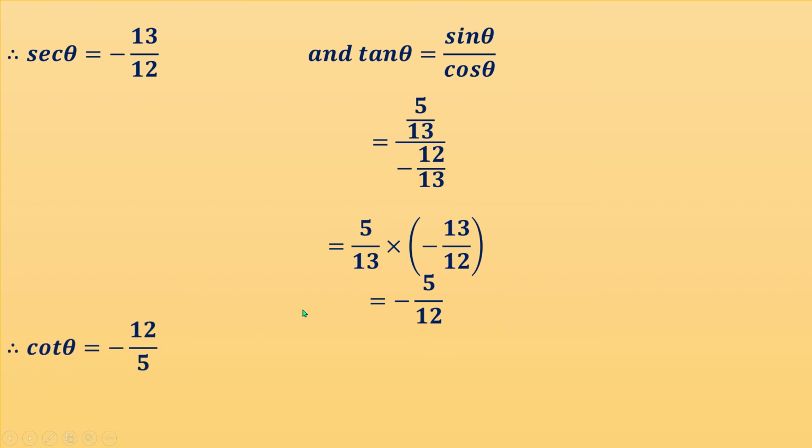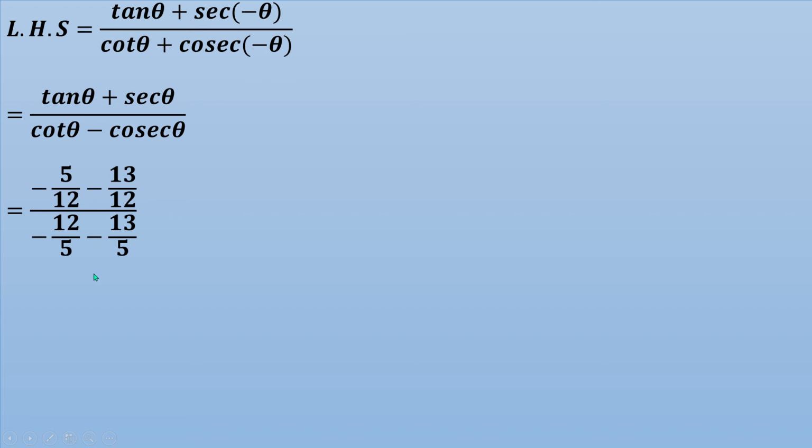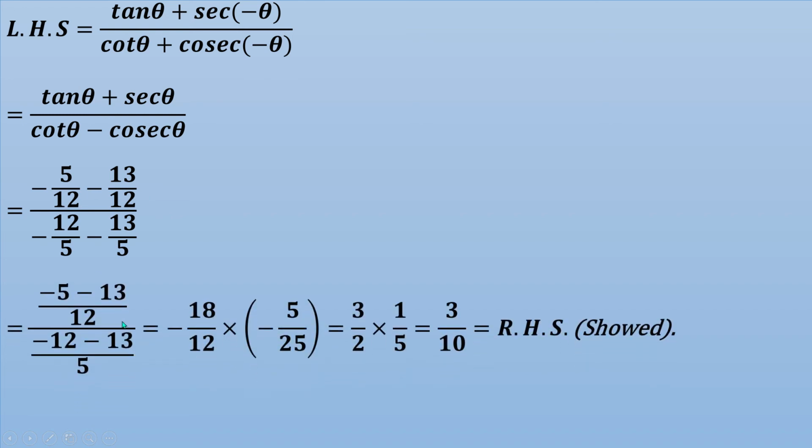Just calculation. The left hand side, this is a given condition, and sec of minus theta is equal to sec theta, cot theta minus cosec theta, because cosec of minus theta is equal to cosec theta. And now putting the values and calculating, we'll get 3 pi by 10. This is what was required to be proved. Clear everyone?